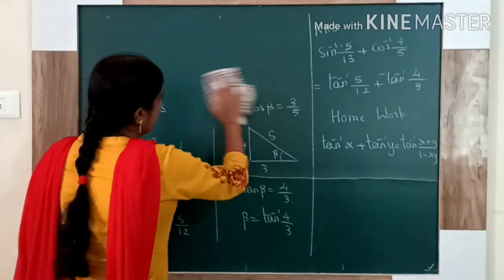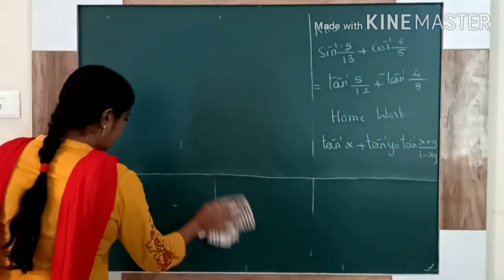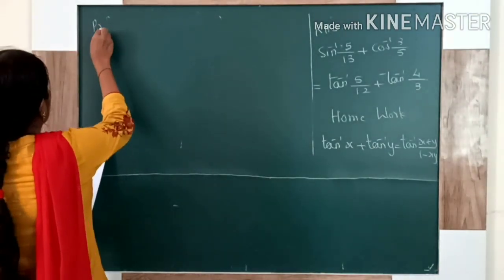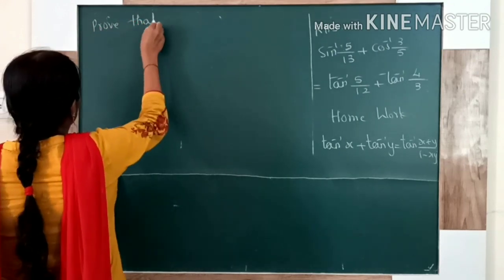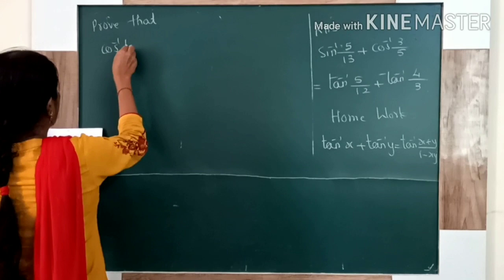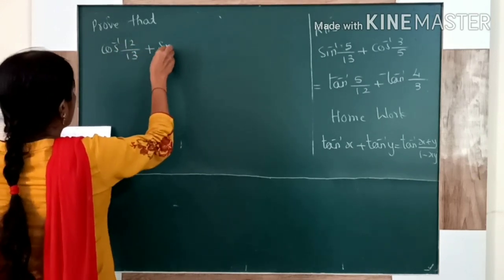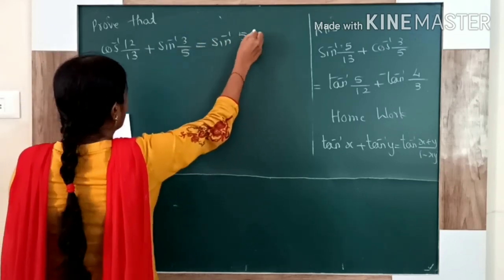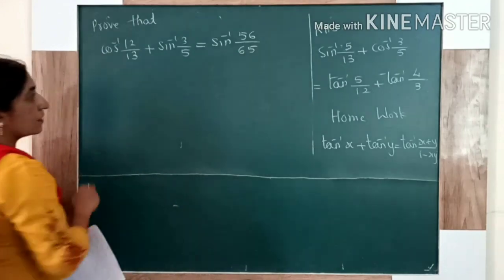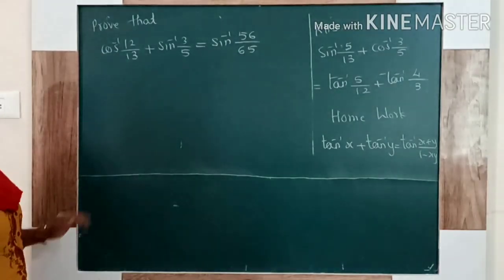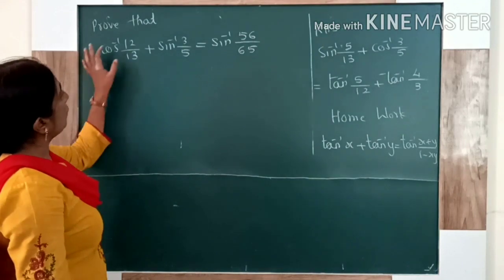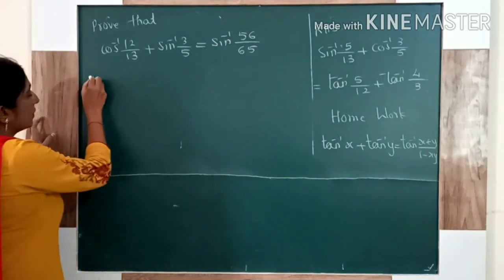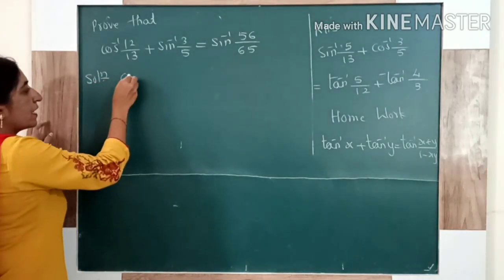Next, one more similar example. Cos inverse 12 by 13 plus sin inverse 3 by 5 is equal to sin inverse 56 upon 65. See students, in this example we don't have a tan. We have only sin and cos. So only sin and cos means we convert cos to sin and sin to cos. Calculate those values with the help of a triangle.